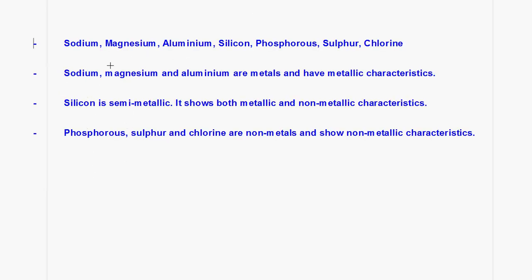Now, sodium, magnesium, and aluminium are metals, and they have metallic characteristics. Silicon is semi-metallic, or sometimes referred to as a metalloid. It shows both metallic and non-metallic characteristics. Phosphorus, sulfur, and chlorine are non-metals and show non-metallic characteristics. So the general trend as you move across a period is from metallic to non-metallic character.